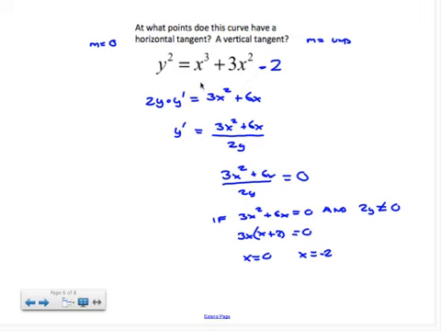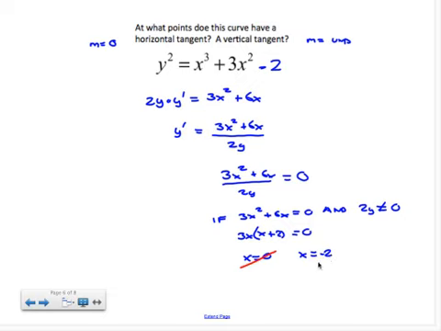Okay, so what happens when x is 0? Well, when x is 0, you get 0 plus 0 minus 2 equals y squared. So that means y squared equals negative 2. But that's not possible with real numbers, so that means we can reject x equals 0.